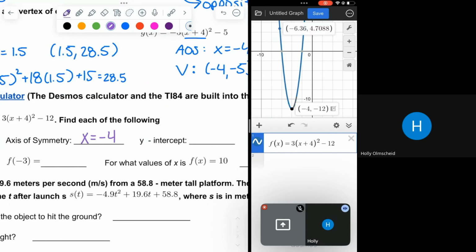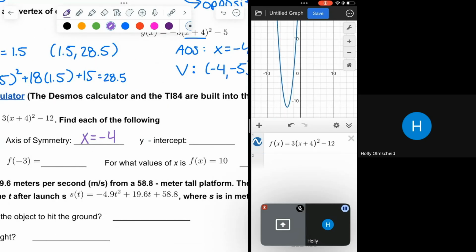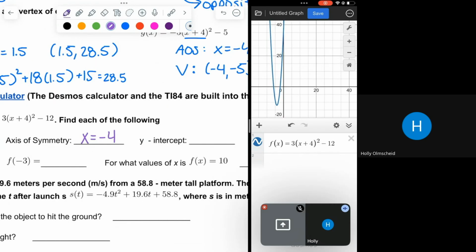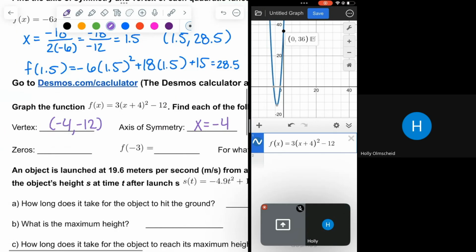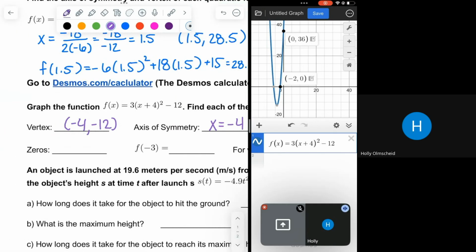For the y-intercept, we are looking at where we cross the y-axis. So I can kind of zoom out on this. And then once I find where it crosses, Desmos gives it to you. So you can click on the point and it is 0.36. So for my zeros, again, I can click on it using Desmos. So I have a zero at negative 6 and negative 2.